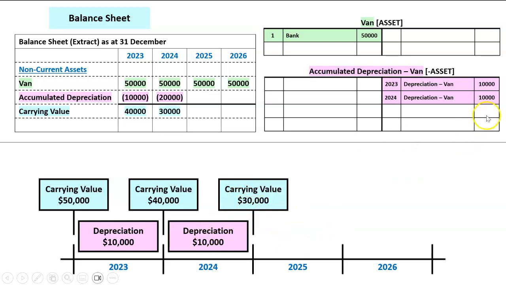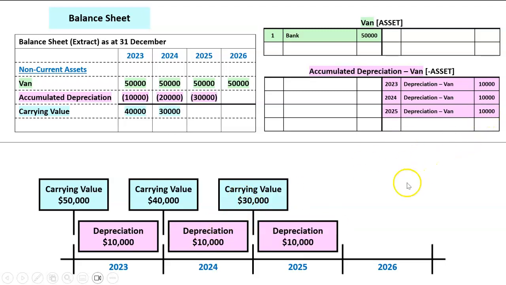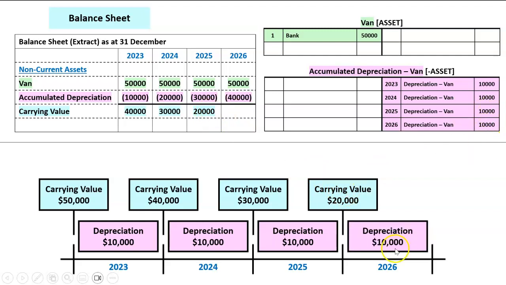In 2025, we're going to depreciate another 10,000. So now we've accumulated 30, so the carrying value at the end of that would be 20. And lastly, we'll accumulate another $10,000 in 2026, so that's a total of 40,000 here. So we see 10, 10, 10, 10. So the carrying value at the end is 10,000. So that's what we've been doing. That's nice and straightforward.